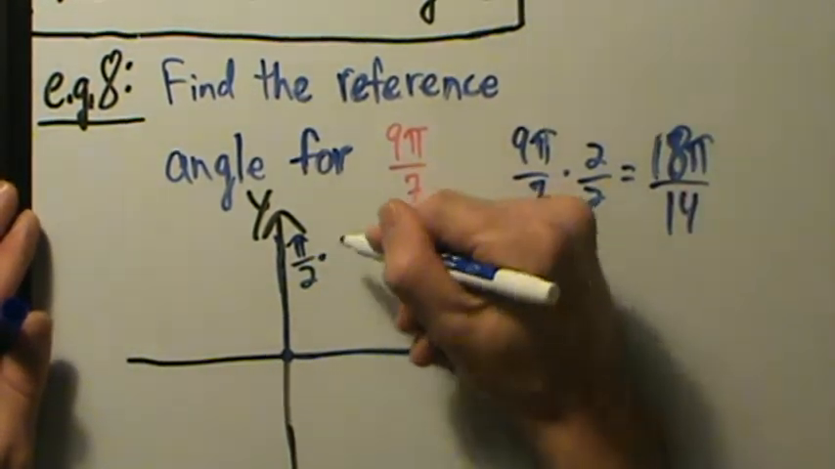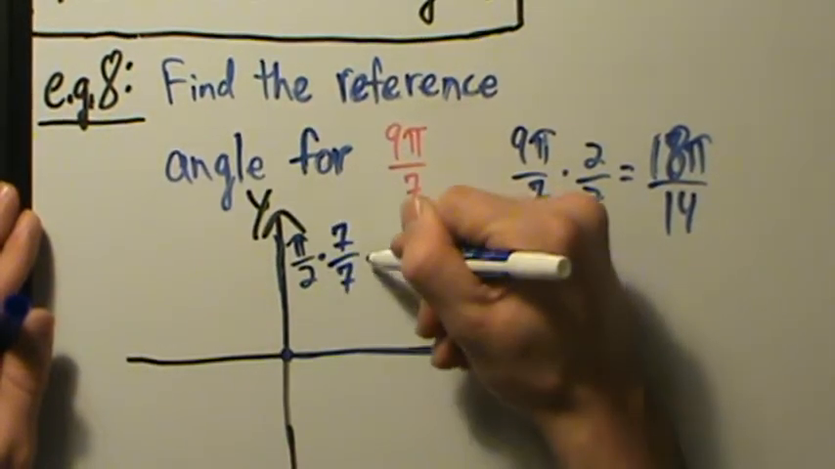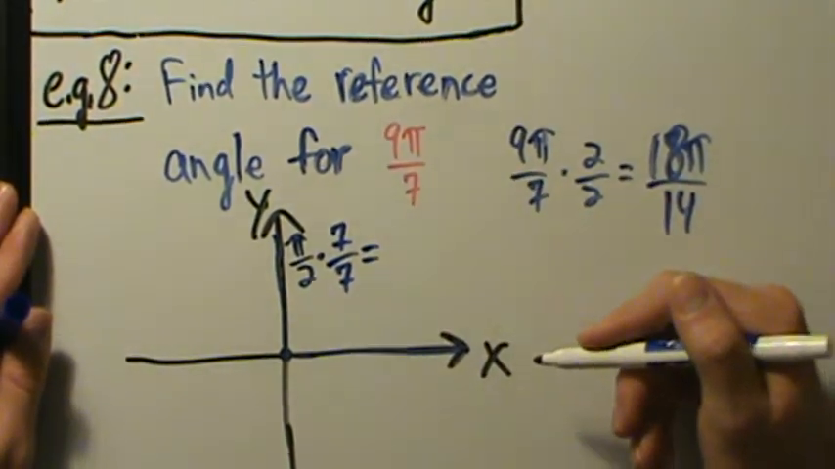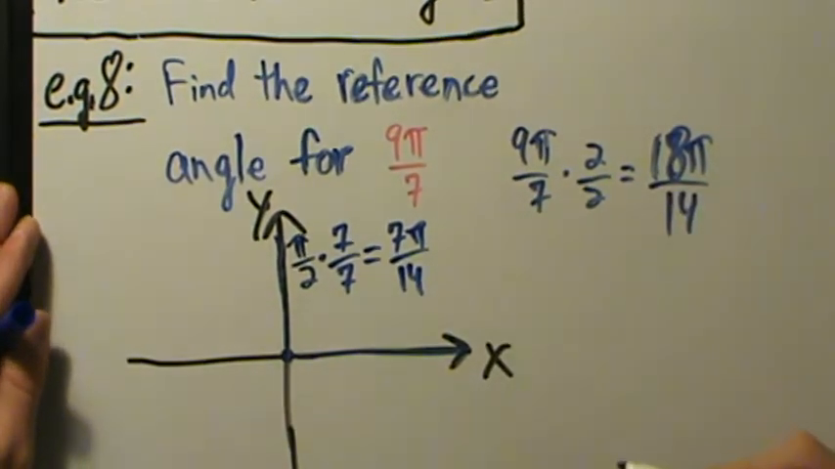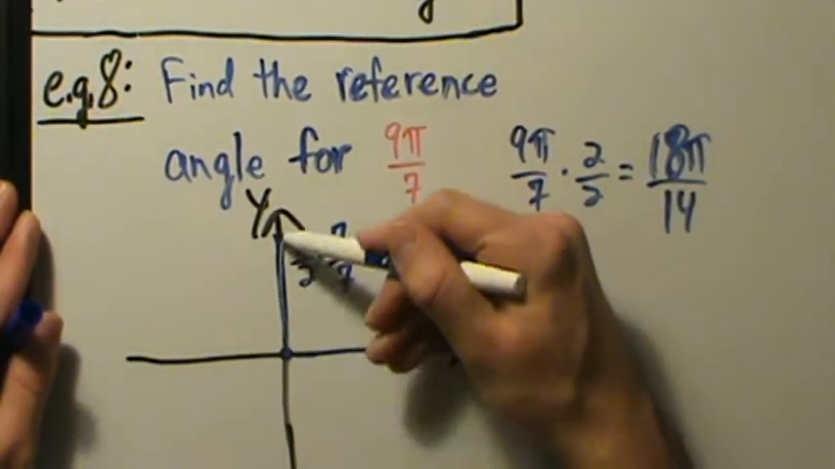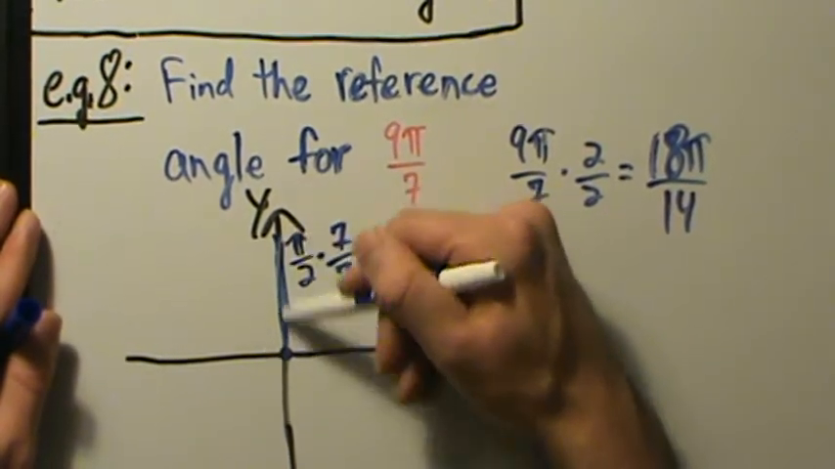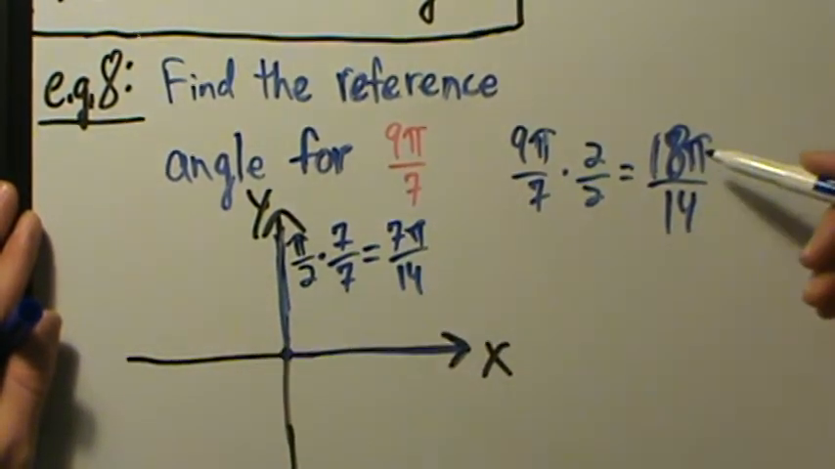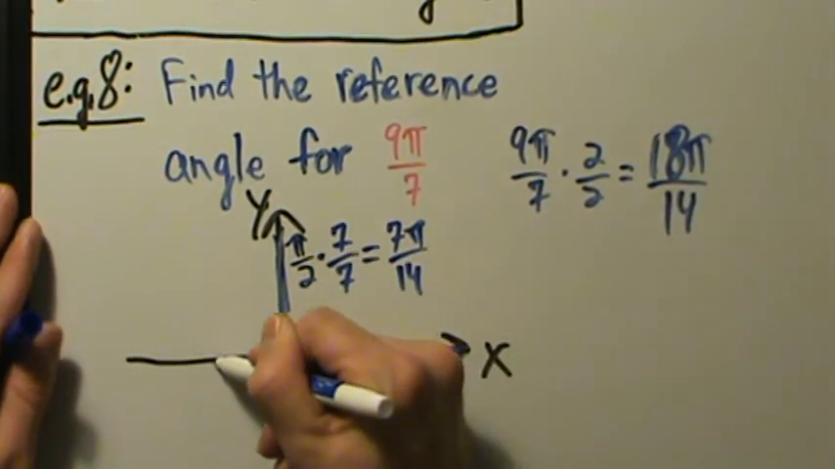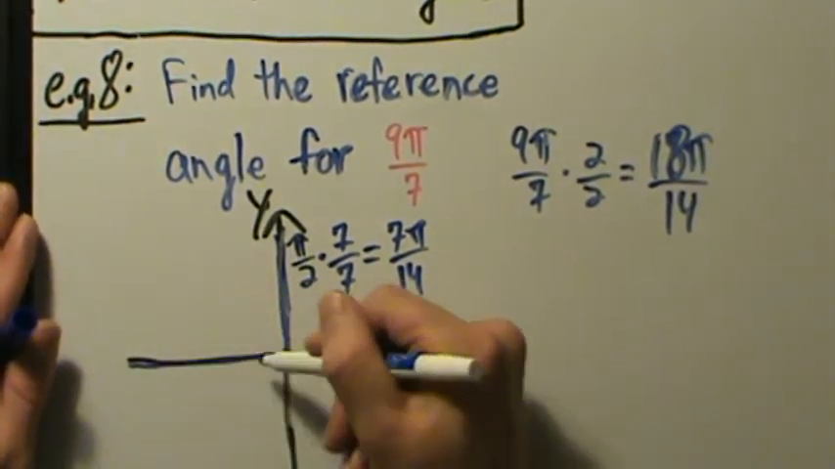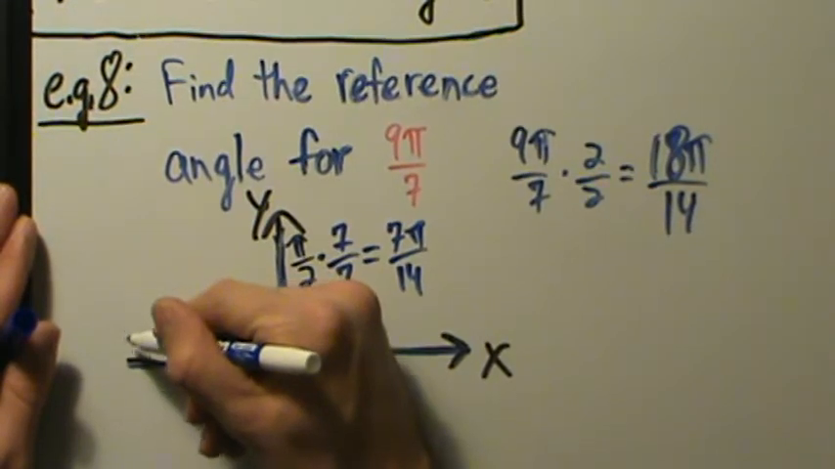So pi over 2 multiplied by 7 over 7, so we get our common denominator. This is 7 pi over 14. So pi over 2 radians is the same thing as 7 pi over 14 radians, which puts us up here. Well, hey, 18 pi over 14 is still larger than that, so let's keep going to the next one. The next one is pi. Pi radians puts us over here.